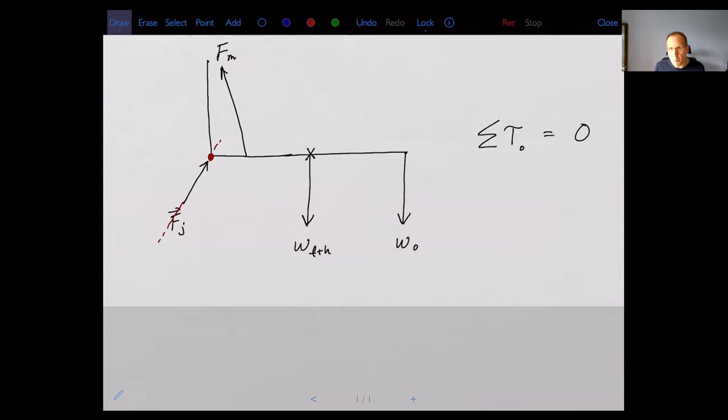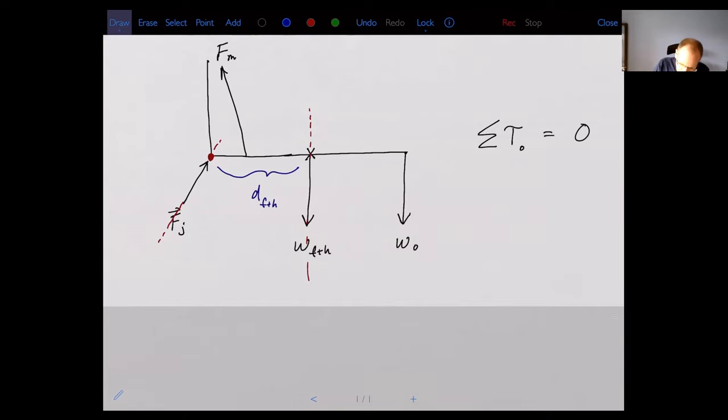Okay, so I know the forces. Now I need to figure out the moment arms. Remember, the moment arm is the perpendicular distance from the line of action of the force to the axis of rotation. If I start with the weight of the forearm and hand, this is the line of action of the force, the line along which it acts. The perpendicular distance from that line of action to the elbow joint, the axis of rotation, is this distance right here. I'll call it D, forearm and hand. D for distance, but it's really the moment arm of the forearm and hand.